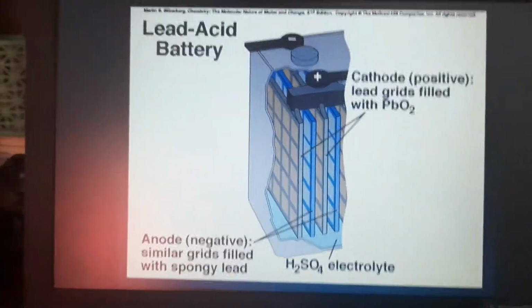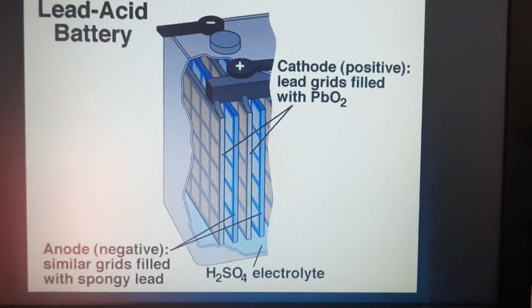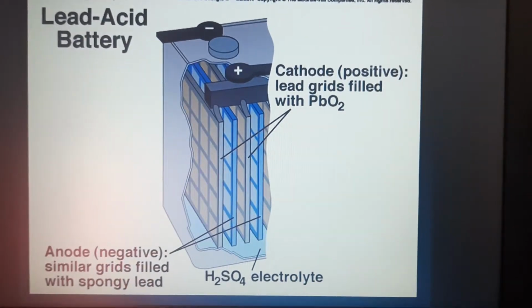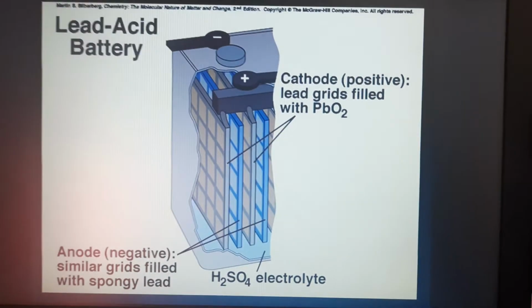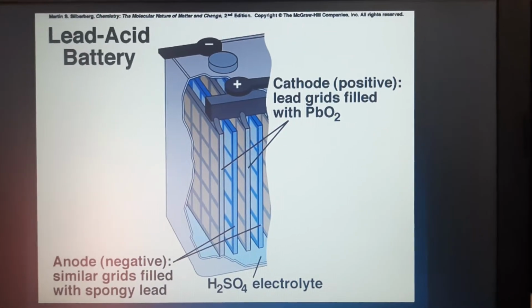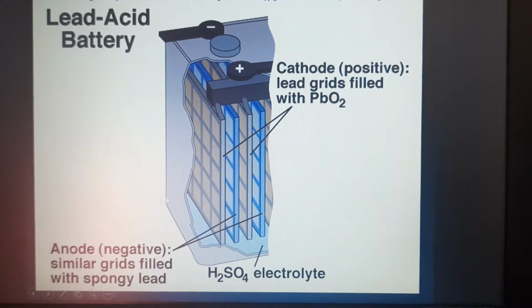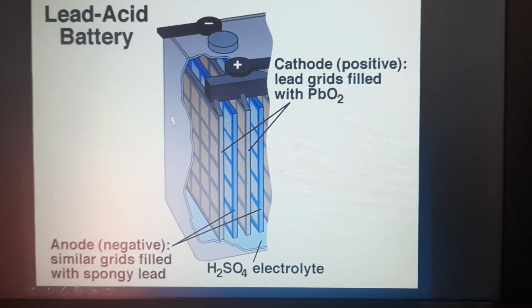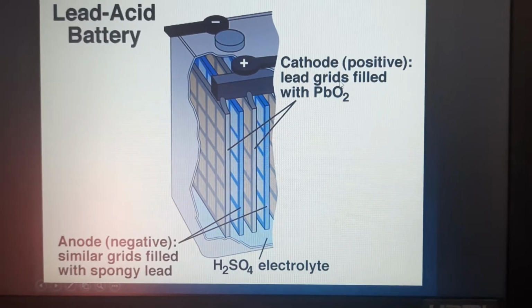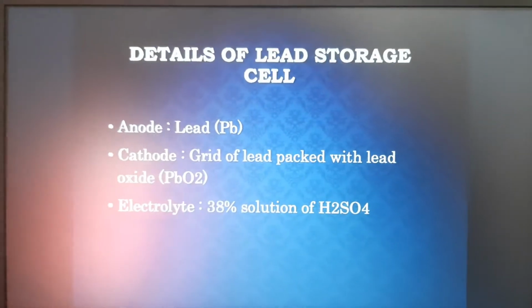So the next topic of our class is the lead acid battery, that is the lead storage cell. In the picture you can see that multiple lead storage cells are connected in series. You can see that the anode is negative and the cathode is positive. So let's look at the details of the lead storage cell.